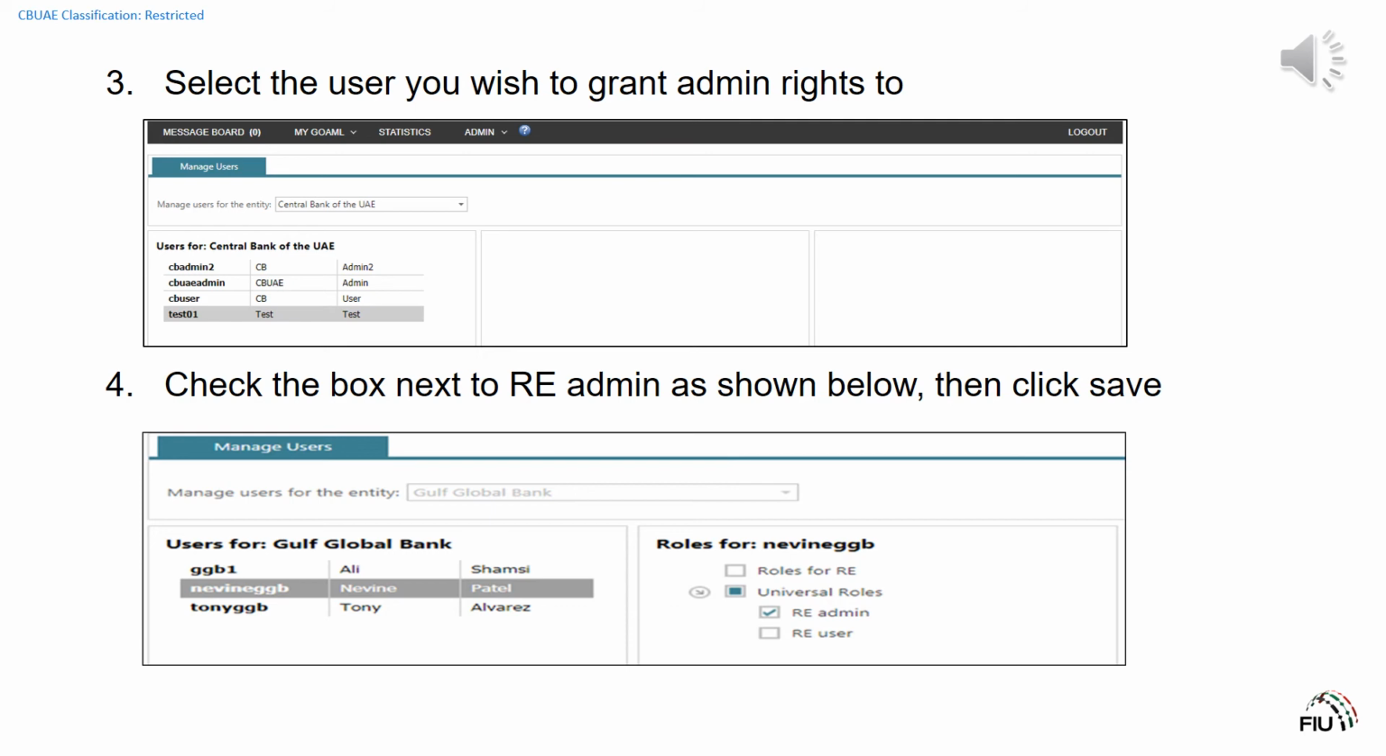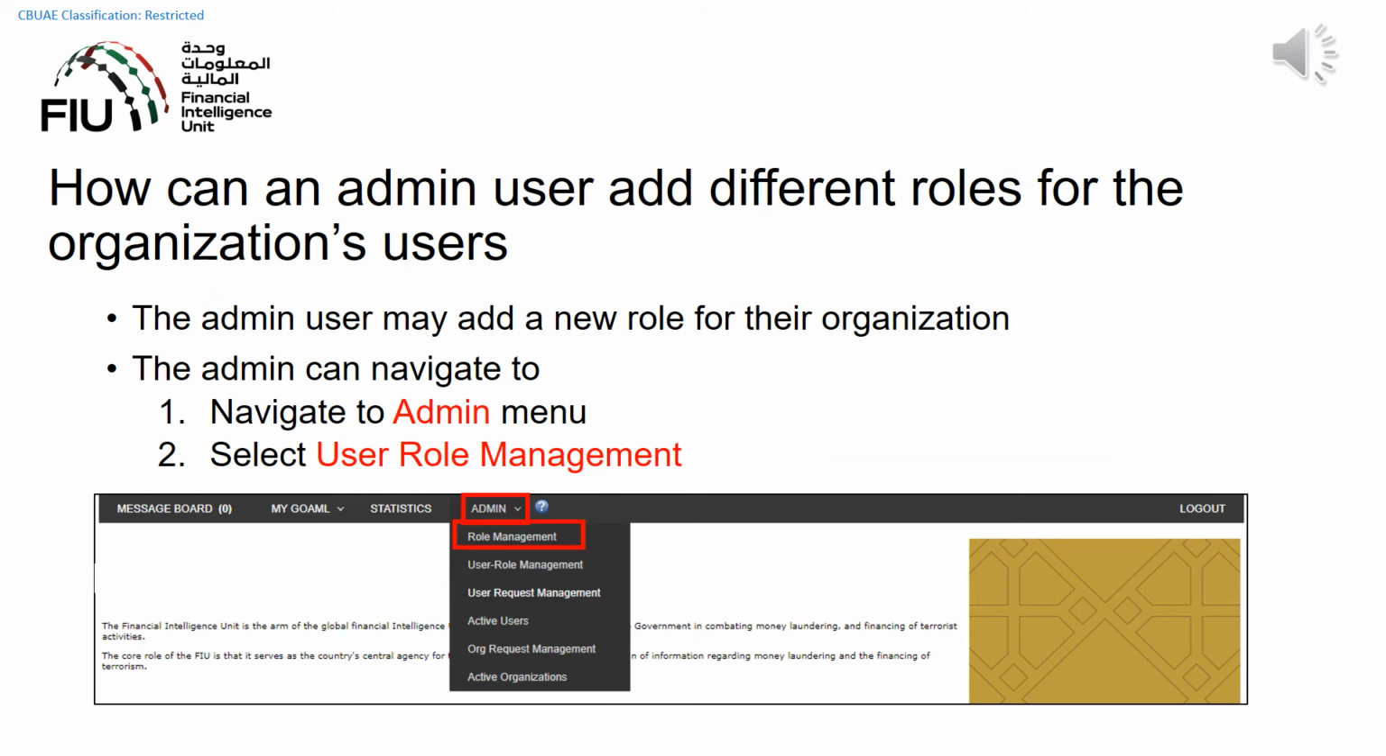Afterwards, he will need to check the box next to the RE admin role as shown in the screen and then click Save. How can the admin user add different roles for the organization's users? The admin user may add a new role for their organization. He can navigate to the Admin menu and then select User Role Management.